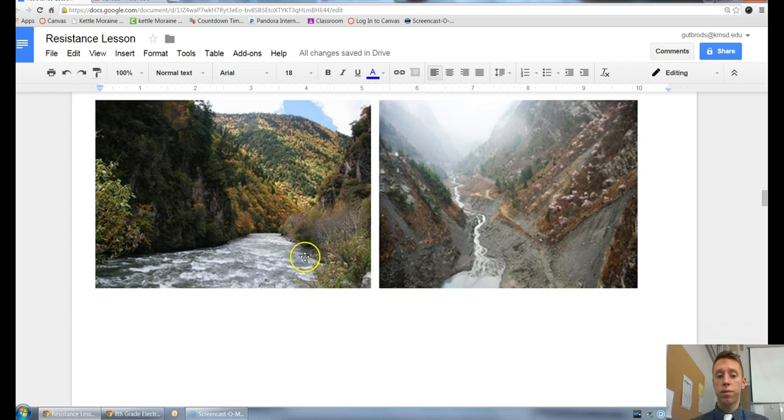Two rivers, or two pictures, I should say. Both are the same river. Now in science class, you've probably learned about the effects that dams can have on rivers. So this is the river before the dam, and this is the river after the dam.